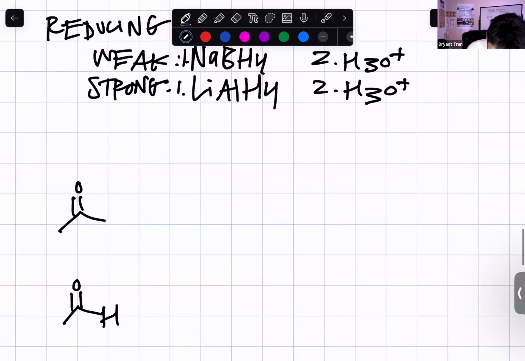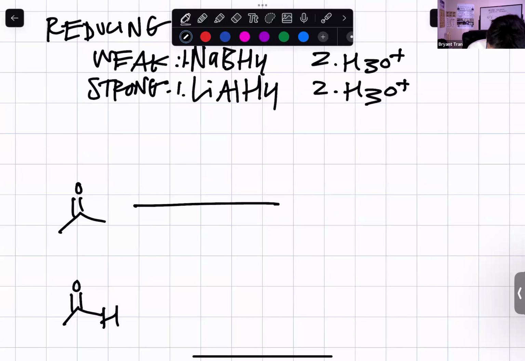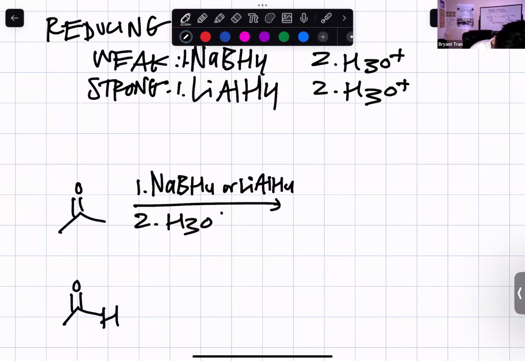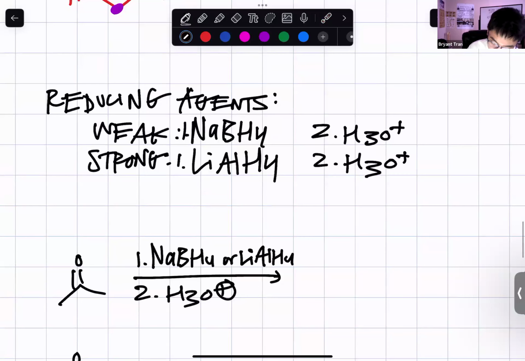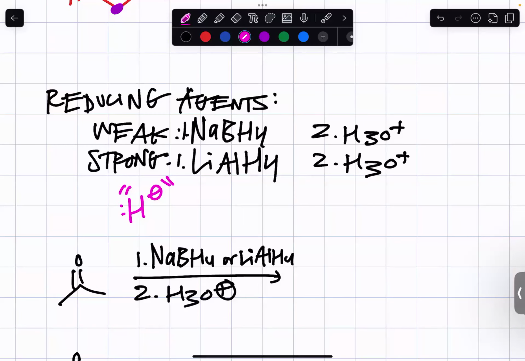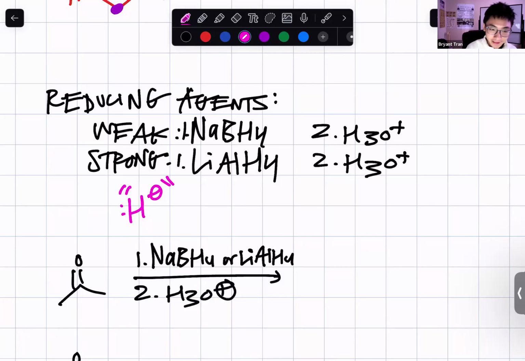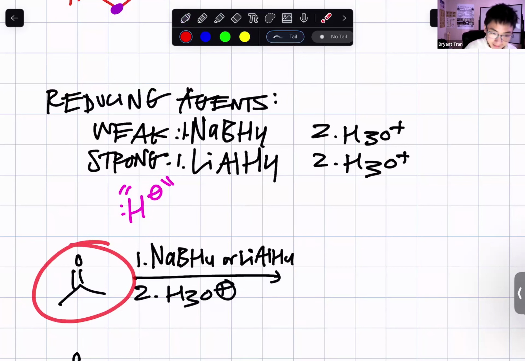If we have a ketone, it does not matter what you use as a reducing agent. You could use the weak or strong one, NaBH4 or LiAlH4. Second step is going to be H3O plus. When you see a reducing agent, this is what I want you to think about: a hydride ion, a hydrogen with a negative charge. That H minus right there, what do you think it could attack from that molecule? Think about the polarity here and differences in electronegativity.